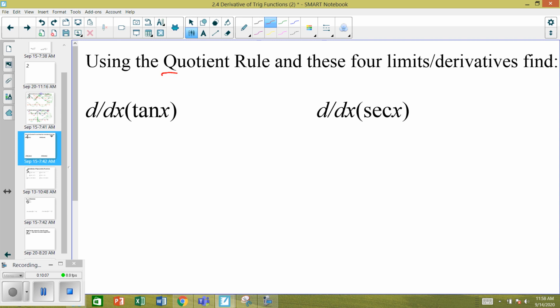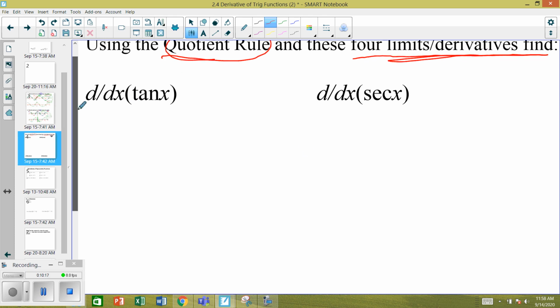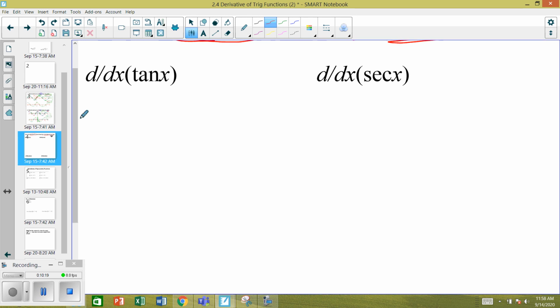We're going to use the quotient rule to find the derivatives of our other trig ratios. Okay, let's start with tan and secant. So the derivative of tan. And I said to use the quotient rule. The reason is because this is the same thing as saying the derivative of sine over cosine. That's what tan is, sine over cosine. So let's do the quotient rule.